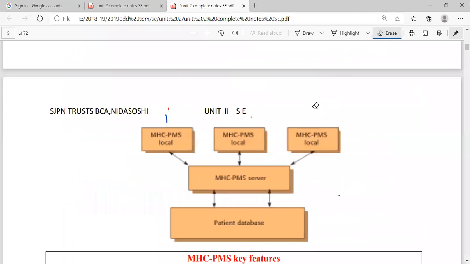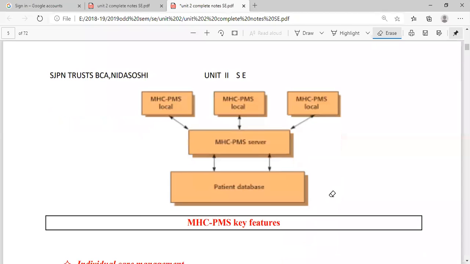So what my doctor will do is see my data, and depending on that data, the doctor will give me the prescription. Isn't it? All right, are you getting that? So this is how the mental healthcare software is going to work.